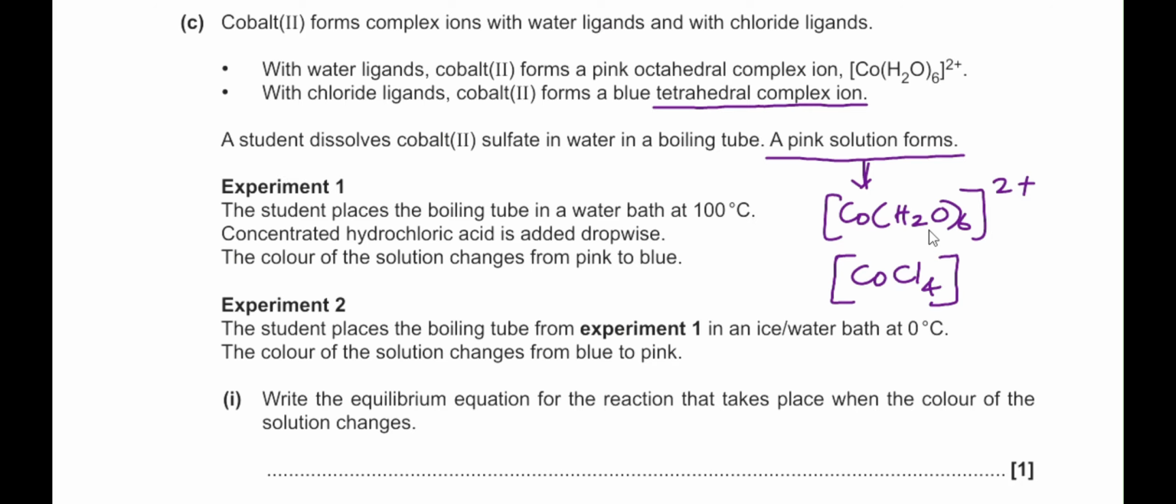Unlike the water molecule here, which is neutral, the chloride ion has a negative charge, one negative charge. So 4 of them will make 4 negative charges. Now cobalt has 2 positive charge here as indicated by the earlier ion. When you net this off, you get a 2 minus charge. So that will be the charge of this complex ion.